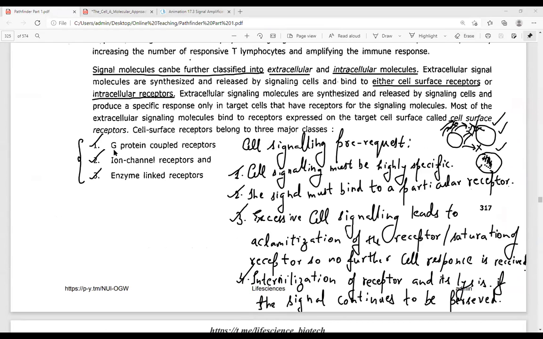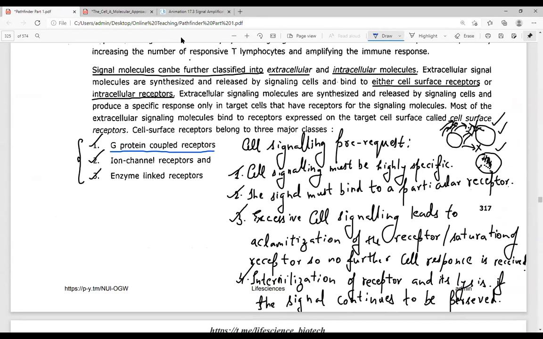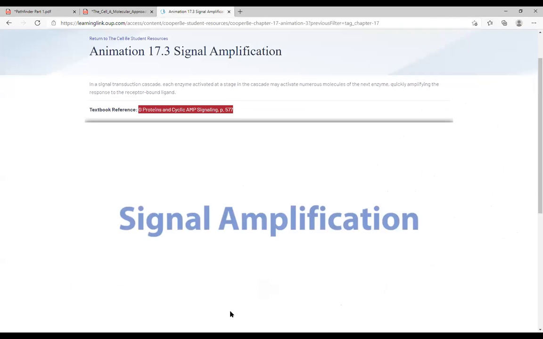Firstly, we will be talking about the GPCR, that is referred to as the G protein coupled receptors. What are these G protein coupled receptors? How are these G protein coupled receptors produced? In what manner are they going to be produced? That is what we are going to look forward to.